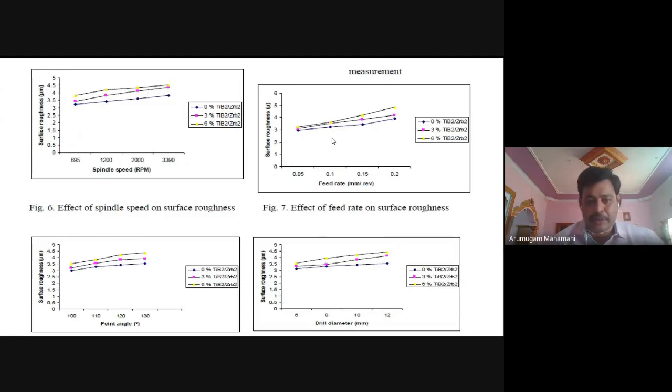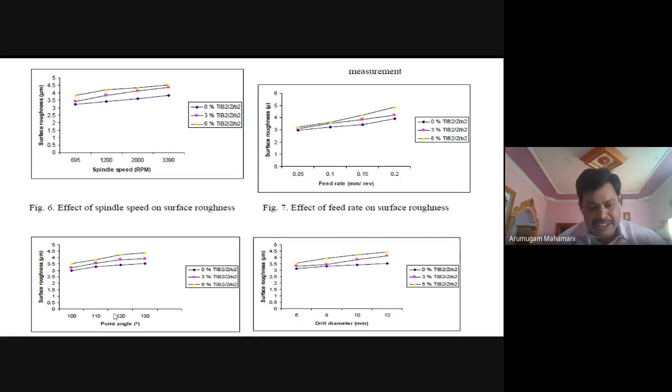the 6% reinforcement content is more. So again, feed rate versus surface roughness. As feed rate increases, surface roughness also increases. Here again the 6% composite has more surface roughness. Then again, point angle: whenever you increase the point angle, the surface roughness increases. So again, the 6% composite has more surface roughness.